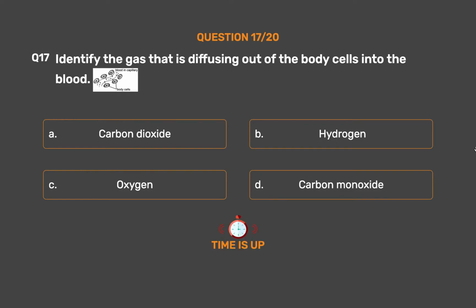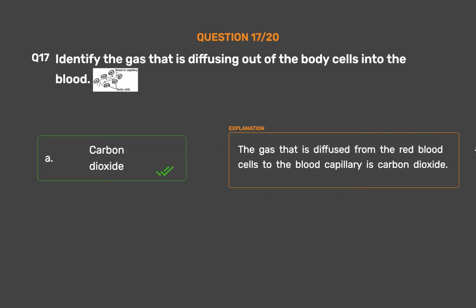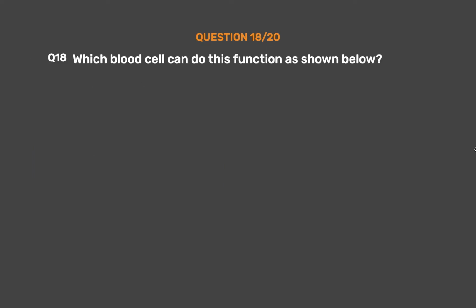The correct answer is option A. Carbon dioxide, the gas that is diffused from the body cells to the blood capillaries. Question number 18. Which blood cell can do this function as shown below?